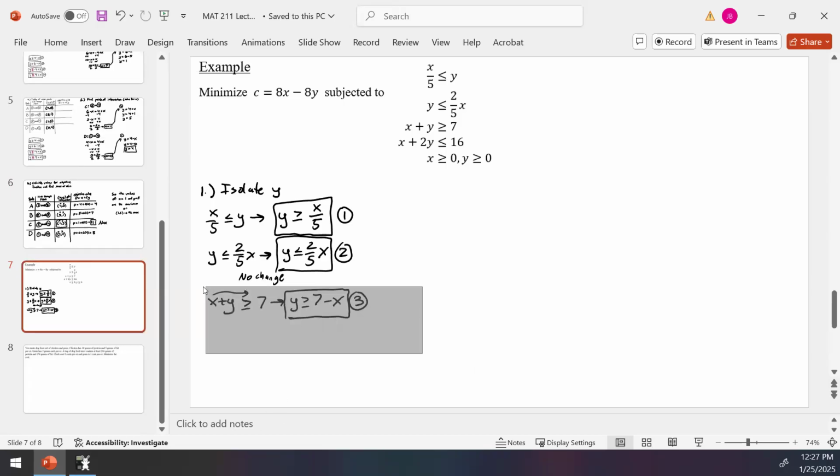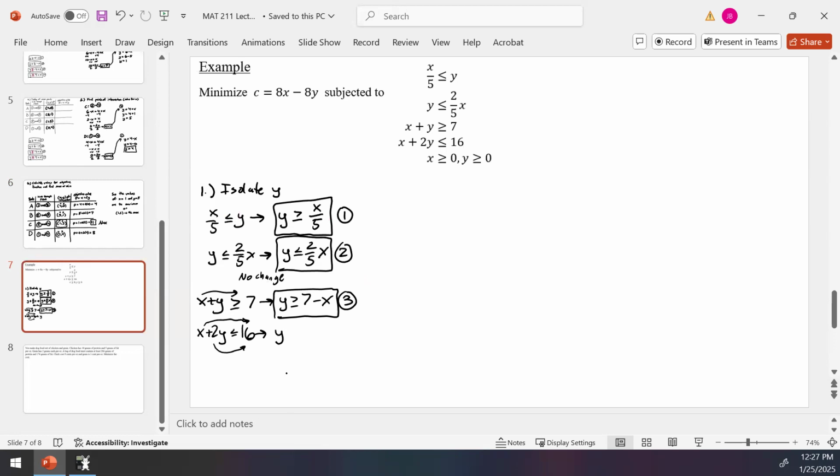And then for the next one, we are going to do the same thing. So x plus 2y is less than or equal to 16. And then for this one, you're going to move over the x, and then you're going to divide out the 2. So we're going to move that over. And so we get y is less than or equal to 8.